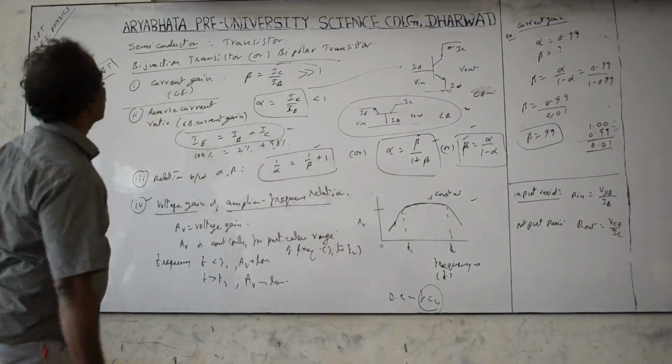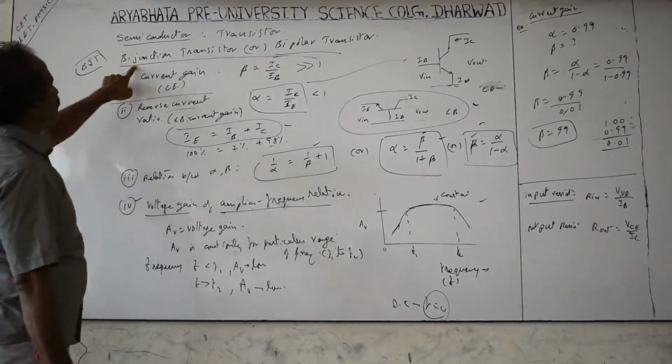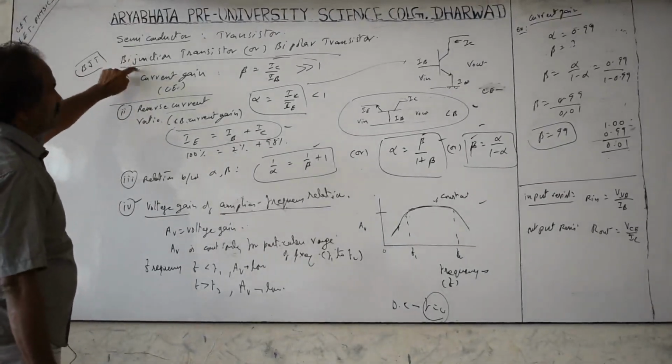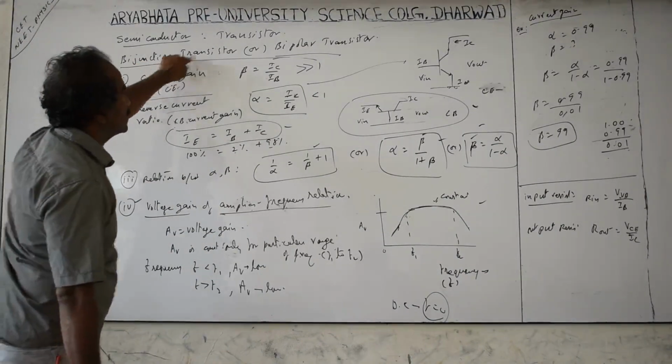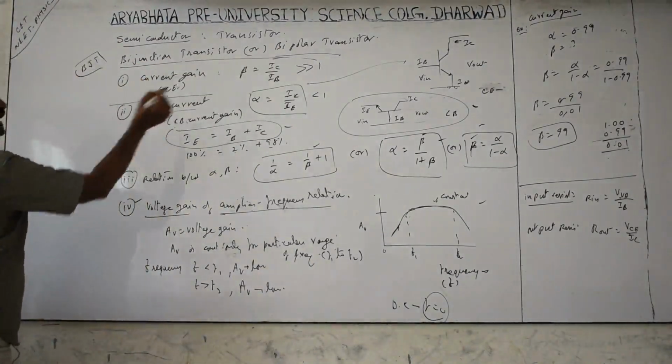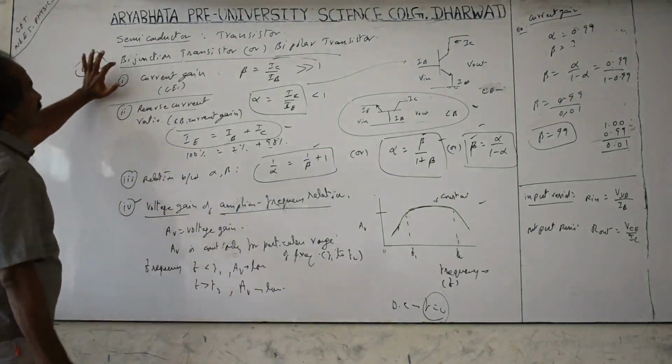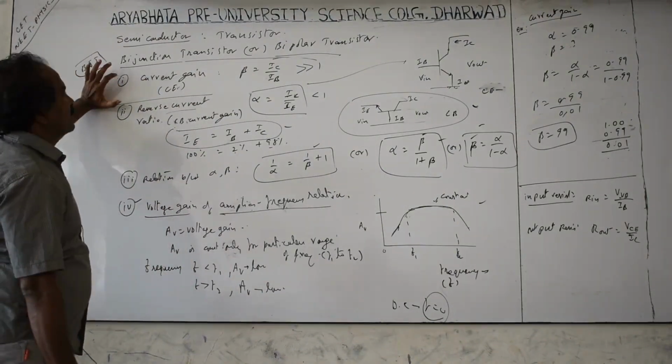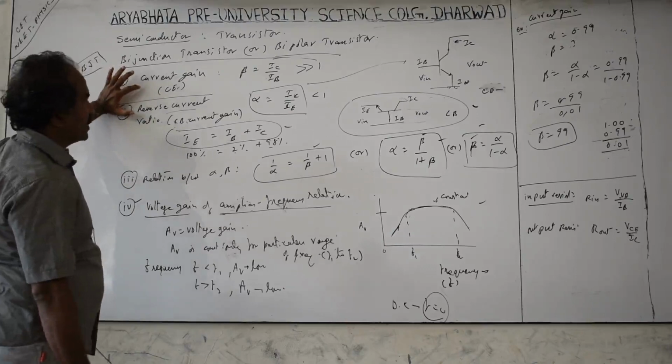Here, students, the next part of transistors. One more thing: the transistor is also called a bijunction transistor or bipolar transistor, or BJT for short. So don't worry much about this name, bipolar transistor. It also means the same.